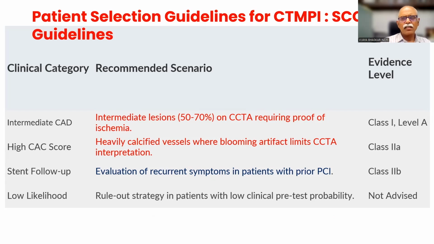These are the guidelines by the SCCT in 2021, where for intermediate lesions, 50-70% stenosis, proof of ischemia is required. If you don't have FFR or if FFR is inconclusive, then do myocardial perfusion. In heavily calcified vessels, when FFR has wrong interpretation, then do CT myocardial perfusion. Stent follow-up and bypass follow-up, you can try and do CT myocardial perfusion. Whereas CT myocardial perfusion is not indicated as a rule-out strategy: when there's low likelihood of ischemia, then CT myocardial perfusion is not indicated as a rule-out test for significant ischemia.